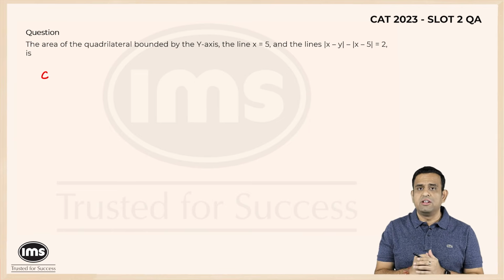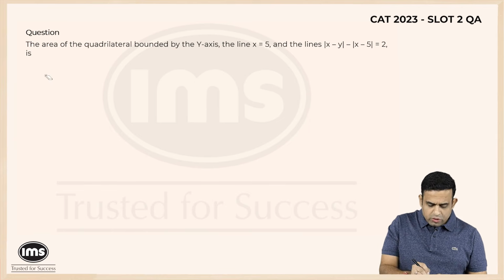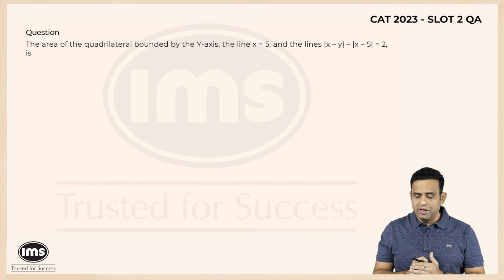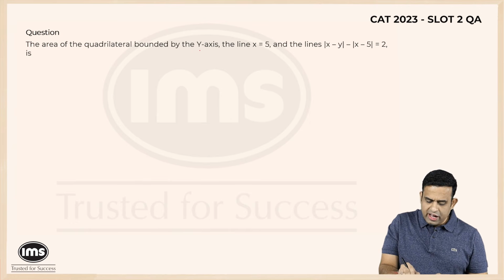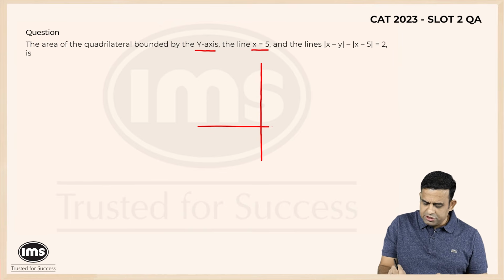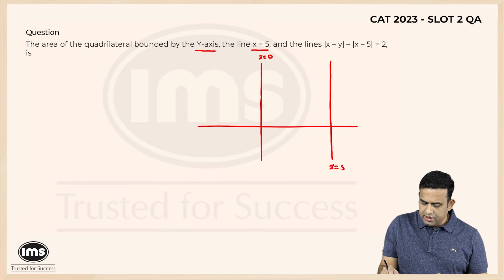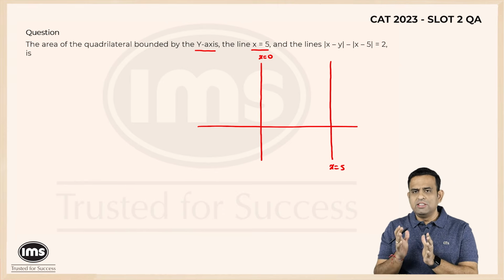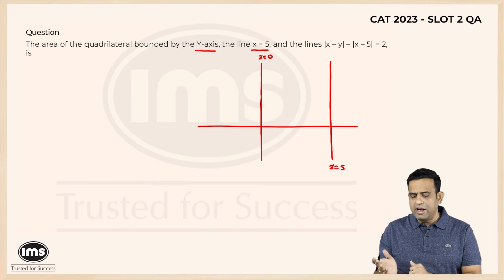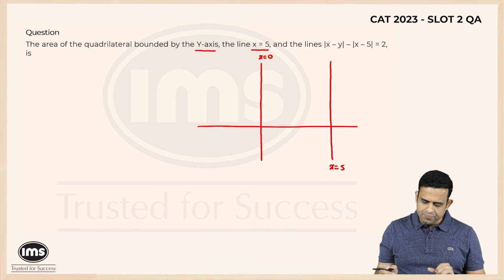This should have been left for the exam condition. But let's look at what would be the approach to solve this particular question. So first of all, we have the y-axis and x equals 5. That means the y-axis corresponds to x equals 0, and x equals 5 is a vertical line. So first of all, I am only concerned between x equals 0 and x equals 5 over here.